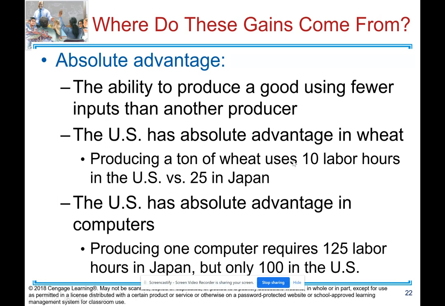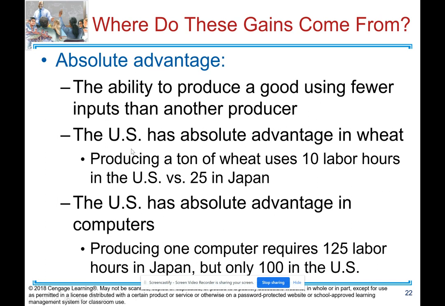Producing a ton of wheat uses 10 labor hours in the United States, and it uses 25 labor hours in Japan. That is what it means. The US has absolute advantage: the ability to produce a good using fewer inputs than another. The US also has absolute advantage in the production of computers. Producing one computer requires 125 labor hours in Japan, but only 100 hours in the United States. Again, the United States has absolute advantage in the production of computers.